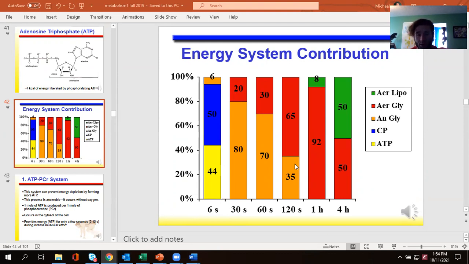And then we're going to keep shifting this further and further to more aerobic until, notice, we're at the 2-minute mark. When we're looking at the 1 hour, it's going to be mostly aerobic glycolysis and a little bit of beta oxidation. And when we're talking about 4 hours to run a marathon, you're seeing something more like a 50-50 split.